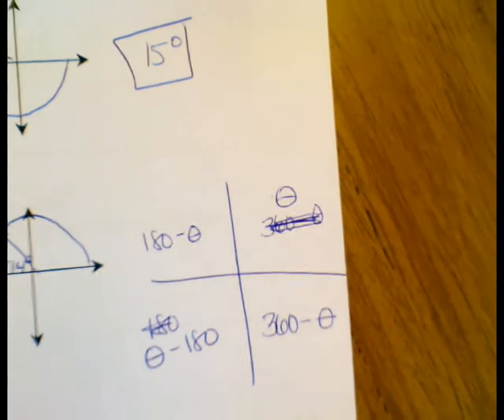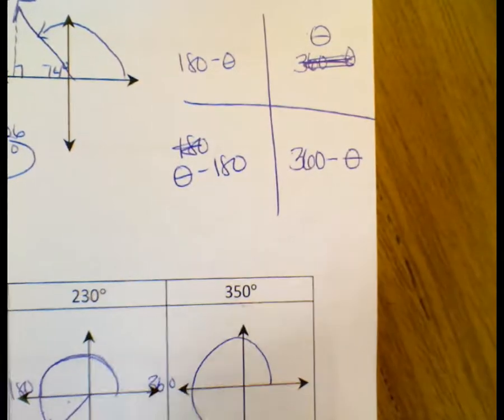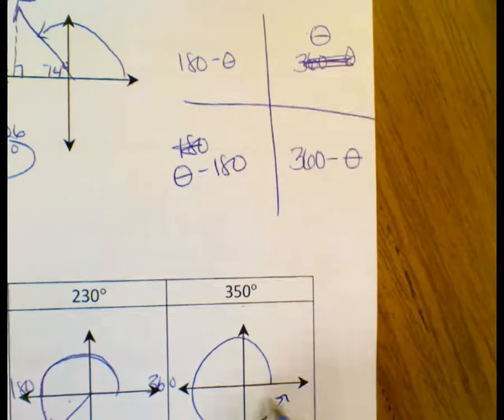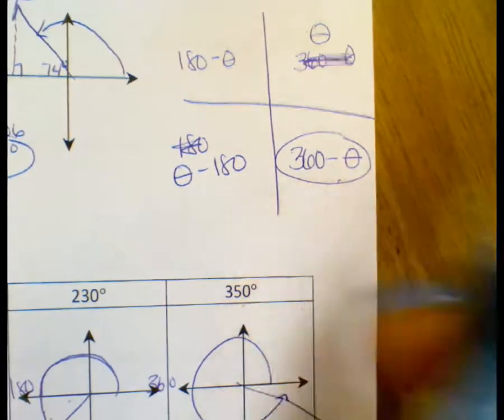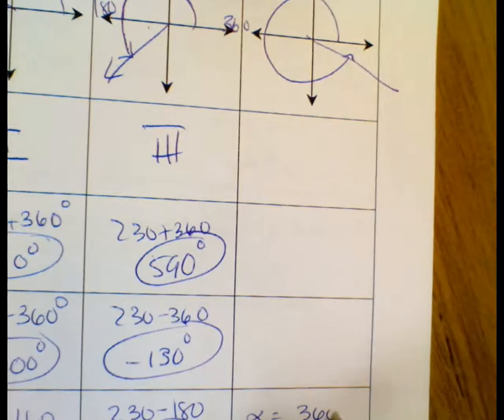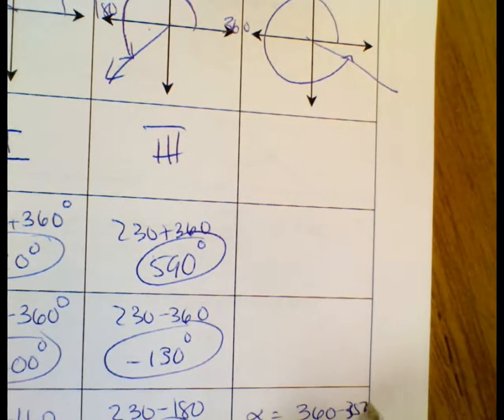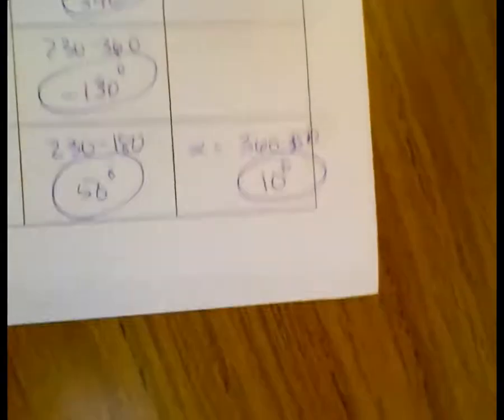So, for example, the next one is 350. 350 is all the way over here, so you're in the fourth quadrant. To do the reference angle, you're going to use this expression. The reference angle is 360 minus the given angle, which is 350. So it's 10 degrees, which you can't see because it's so small.